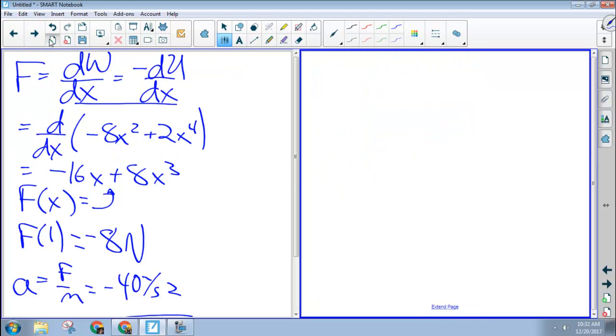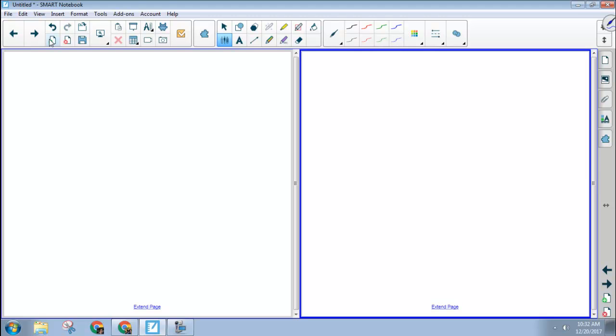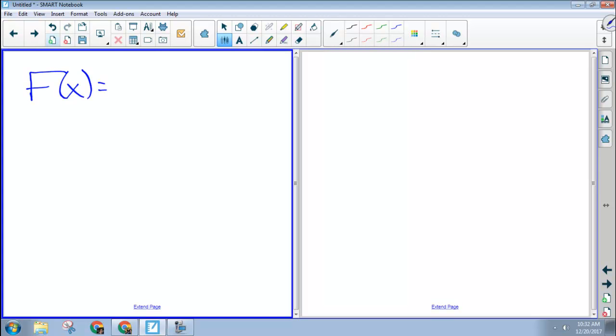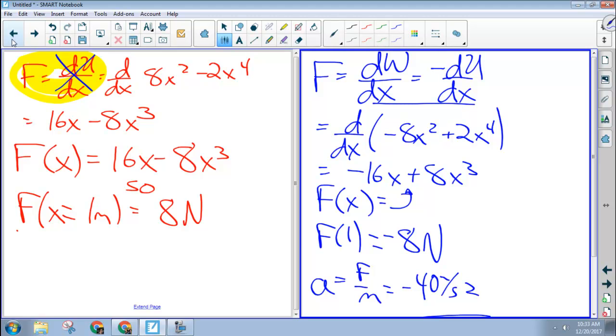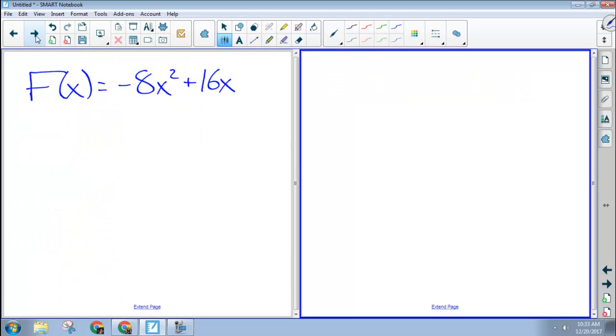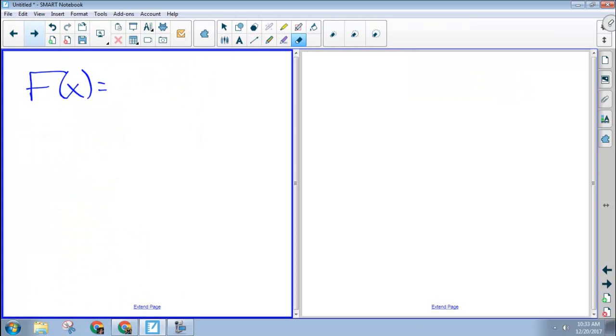Yesterday I made the comment that this is the first time that we've done calculus like this. Usually our horizontal axis is time, and this is the first time we've run into problems where your horizontal axis is x. A moment ago we came up with this expression: F of x equals negative 16x plus 8x cubed. Everybody agree with that?